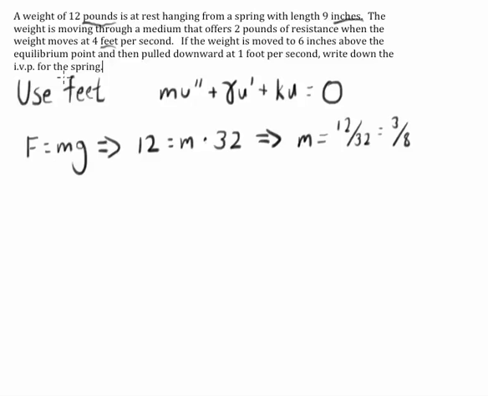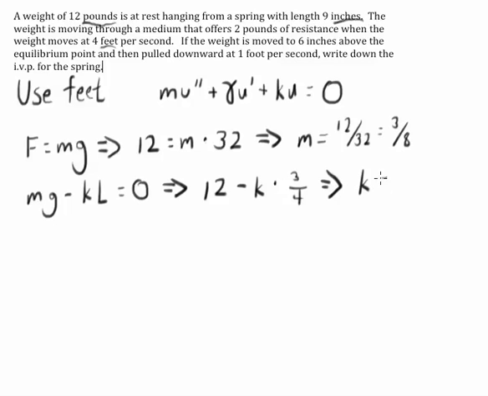We've got another equation that when the weight is at rest on the spring, mg minus KL equals 0. So this is going to help us find K. mg is the force due to gravity. We know what that is. That's the 12 pounds minus K times L, where L is the length of the spring at equilibrium. In feet, that's 3/4. And it's pretty easy to solve that equation and see that K equals 16.